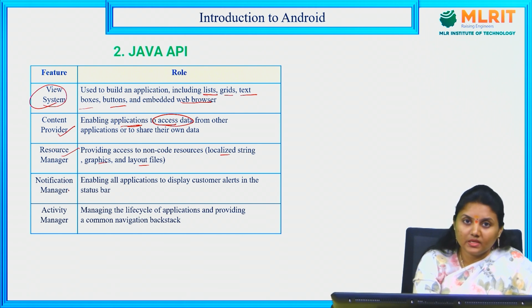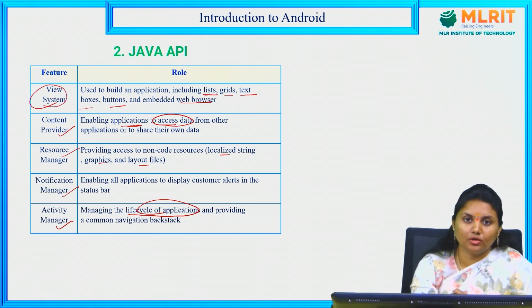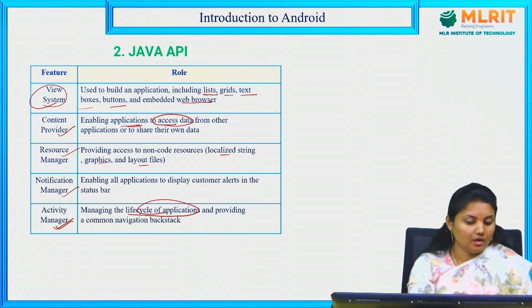The notification manager is where we get notifications once we get a message, or a missed call, or any email. So we'll get notifications if you enable that, and that can be managed by the notification manager. The activity manager manages the life cycle of all the applications. If you want to open WhatsApp, it will open WhatsApp. If you want to open some other application, you can click on that. So who is managing activity to activity? By using this activity manager, all the activities can be easily accessed by a user. Okay.